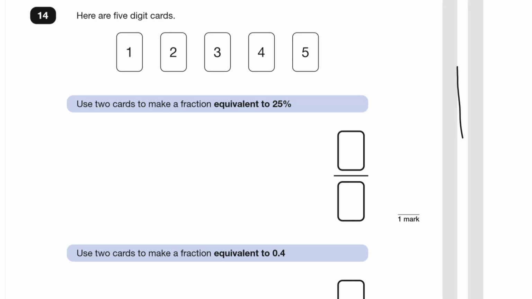So if I know that 25% is a quarter, I'm just going to look at my digit cards, and can I make that? Yes, I can. There's a 1 and there's a 4. So 1 quarter is the same as 25%. And the next one says use 2 cards to make a fraction equivalent to 0.4. So I'm going to have to zoom down in a moment, but let's have a think about what fraction is equivalent to 0.4. So I'm just going to move this up a bit.